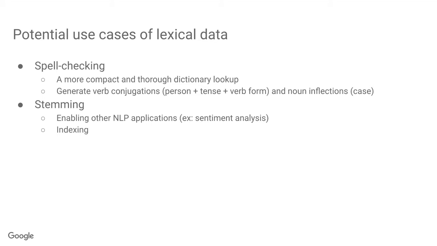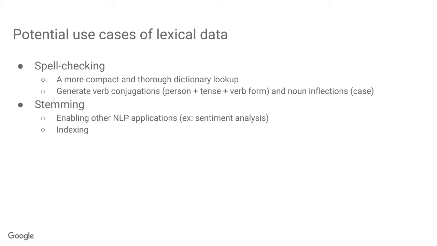Stemming is another potential application. Stemming is an important step in a lot of natural language processing programs, for example, sentiment analysis. And the reason why a dictionary is important there is when we see a word, we may not know at first whether it's the inflected form of a noun or the conjugated form of a verb.